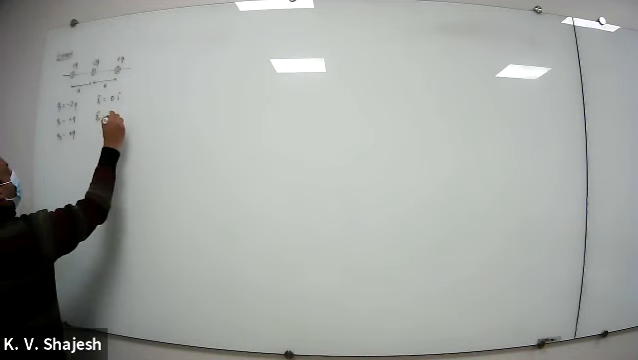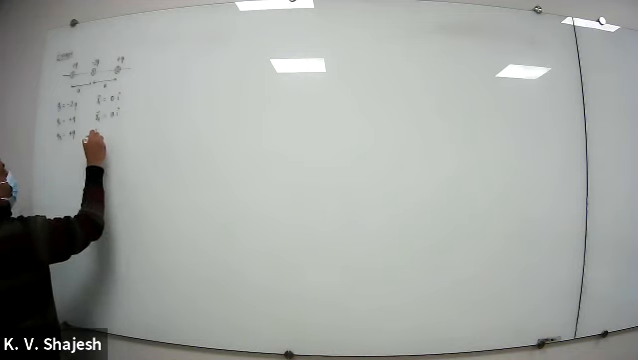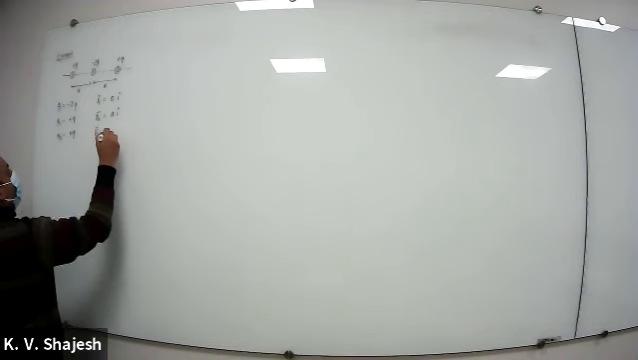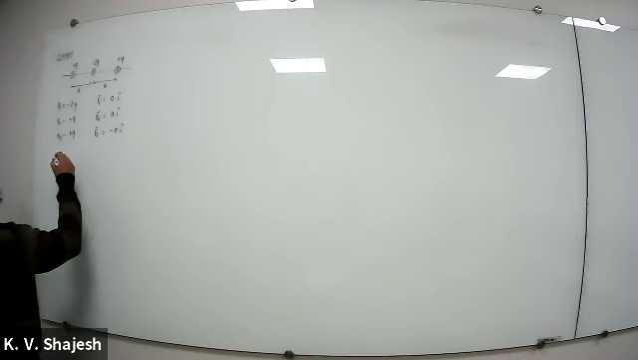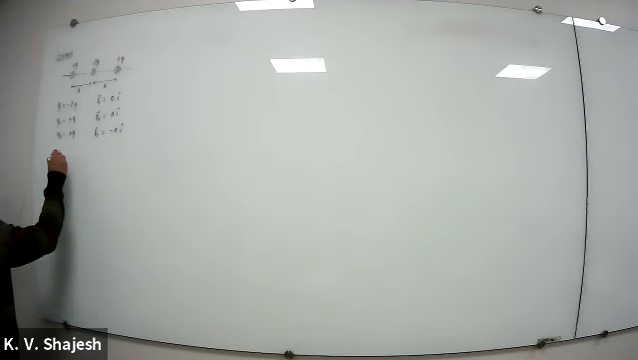R2 is A times i hat, and R3 is minus A times i hat. And we showed that the charge Q is 0. We can do this again. This is of course 0.